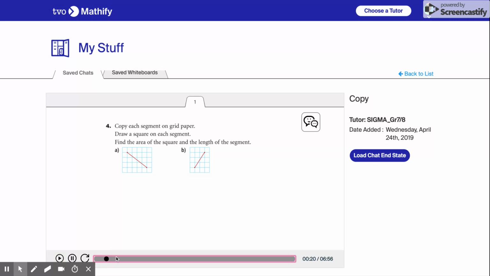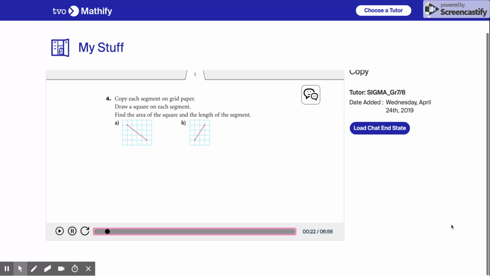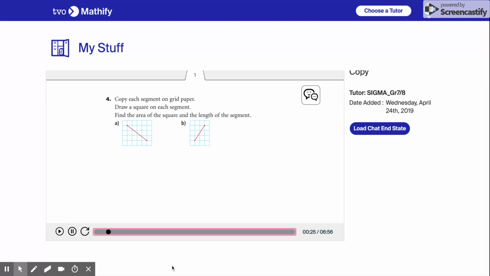You're working on finding the area of the square and the length of the segment. Yes, for each of these diagrams. Okay, so how would you find the area of the square?